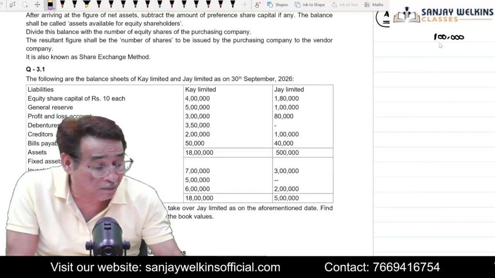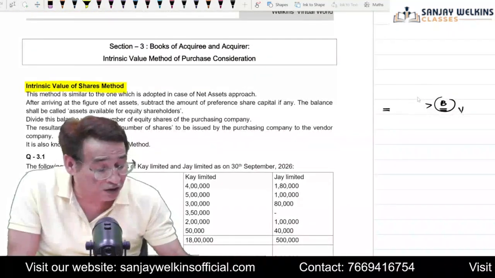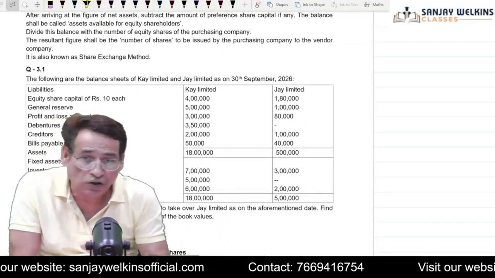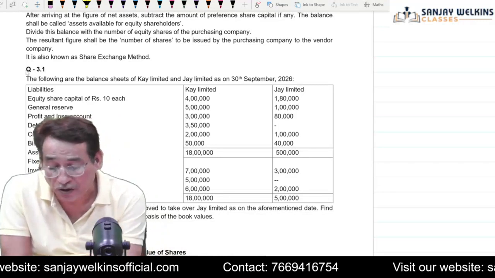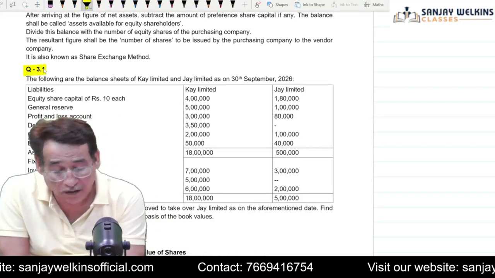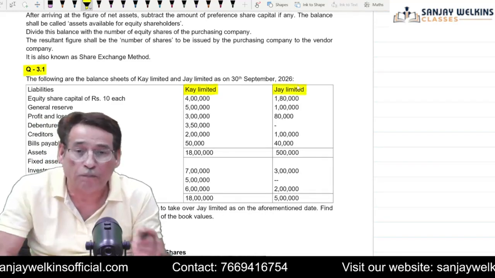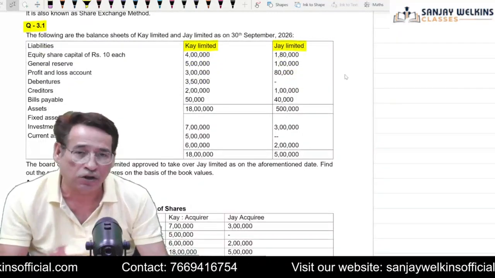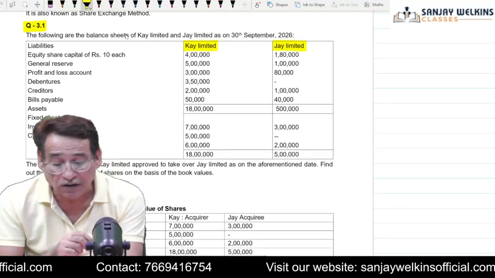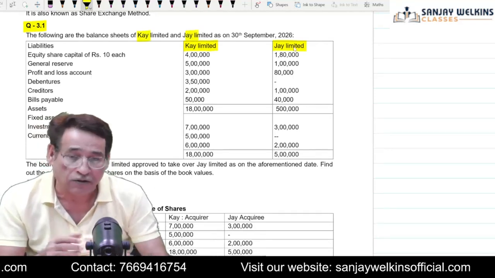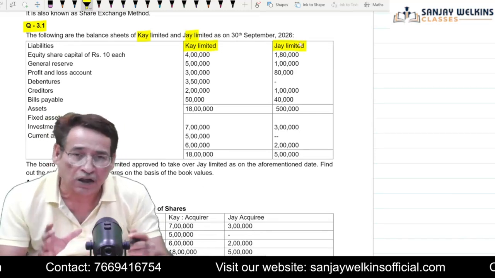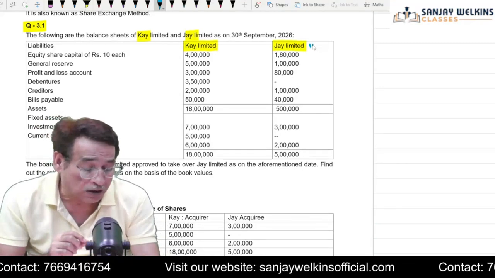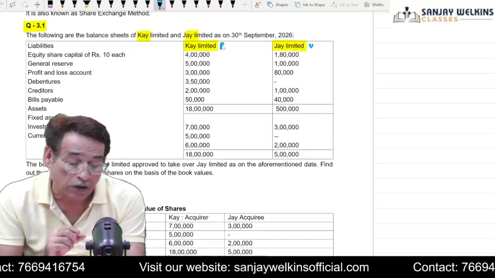Because I told you we are not going to take revision just for the sake of taking revision. We want you to be benefited. So in order to understand the repercussions of the intrinsic value of shares methodology, just pay attention. This is the first question wherein we are given the balance sheets of both the companies, because in the questions we have done so far, we came across only the balance sheet of the acquiree company. This is the balance sheet of K Limited and J Limited, as you can see. Later on, we will see K Limited is taking over J Limited. Is it clear to you? Further, in this question, I have already told you this is the vendor company and this is the acquirer entity, that is the purchasing company.